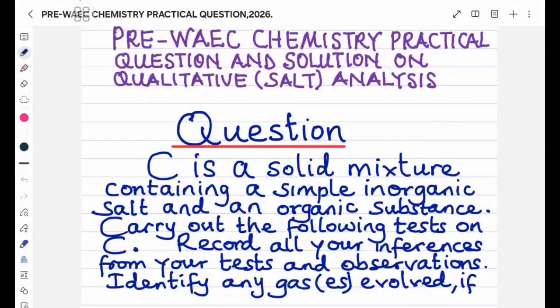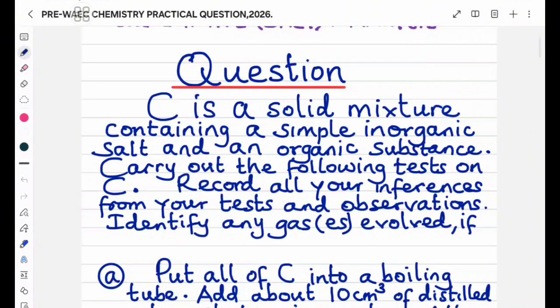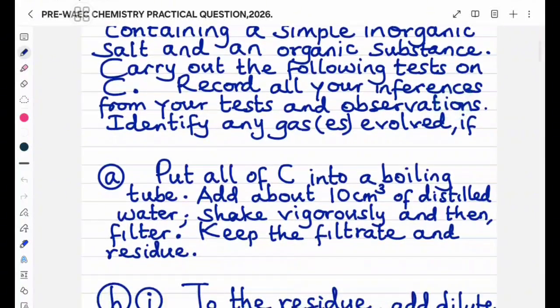Sample C is a solid mixture containing a simple inorganic salt and an organic substance. Carry out the following tests on C. Record all your inferences from your tests and observations. Identify any gas or gases involved in the test.